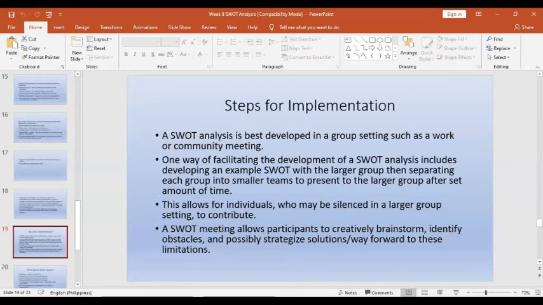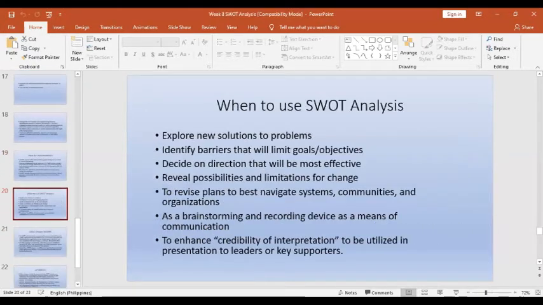This allows individuals who may be silenced in a larger group setting to contribute something. A SWOT meeting allows participants to create a creative brainstorm that will serve as a contribution to the inputs, and that will also help to strategize solutions. But please take note that there are always limitations when it comes to contributions.